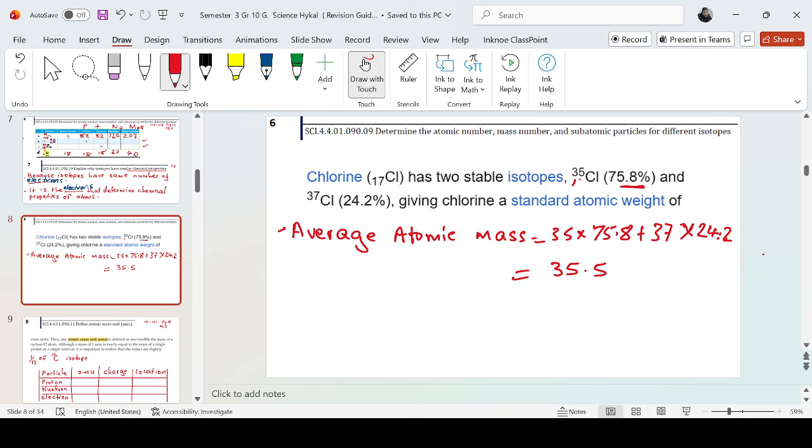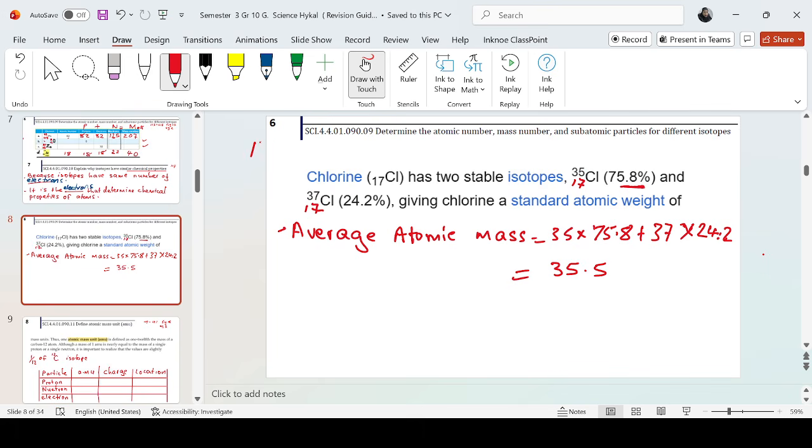The atomic number is 17. Sometimes they put it down. And chlorine 37. You can see the atomic number is 17, the same number of protons. But why is the mass different? Because they have different neutrons. So these are called isotopes.